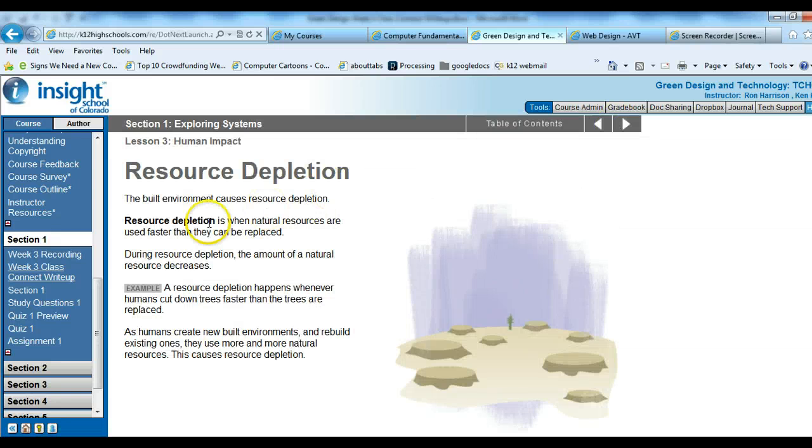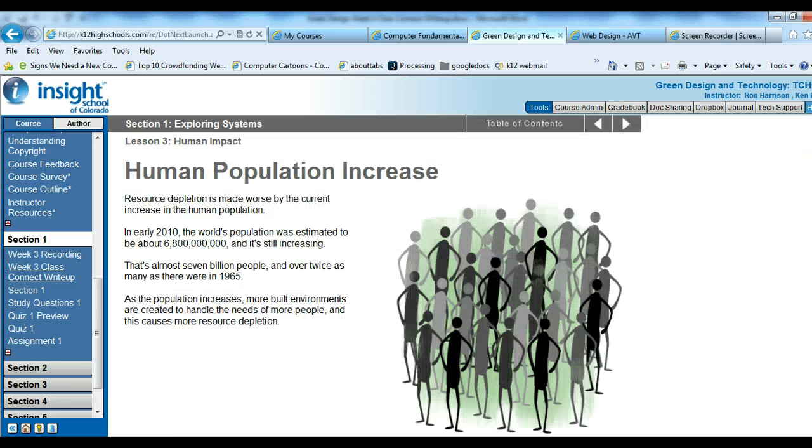Resource depletion, that's when natural resources are depleted faster than they can be replaced. So if we started cutting down trees faster than they grow, then that's depletion. And certainly we do cut trees down faster than they grow, but we plant many, many more trees than we cut down in general. Human population increase. Early 2010, there's 6.8 billion people. That was probably when this class was written. Now there's over 7 billion people.